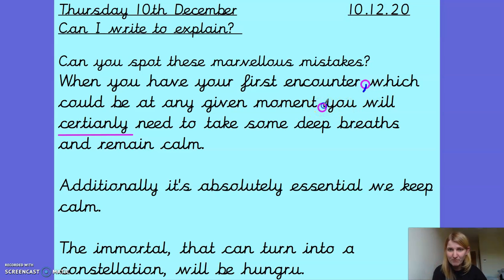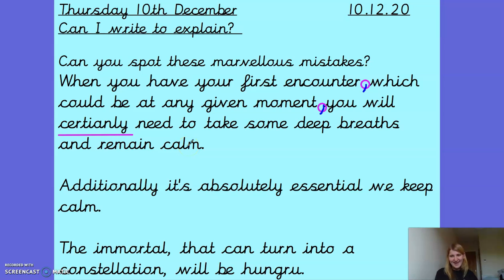So again, if I pop that here, let's just check. We can check if that's right, because if we take the relative clause out, the sentence should still make sense. So, "When you have your first encounter, you will certainly need to take some deep breaths and remain calm." Ace, we've smashed it. So commas there for my relative clause. Really common mistake, a marvellous mistake, that we would forget those. Perhaps have a look through yours and see if you've got anything similar.